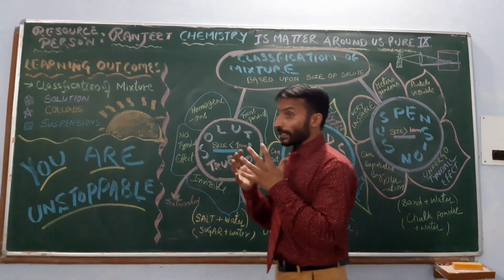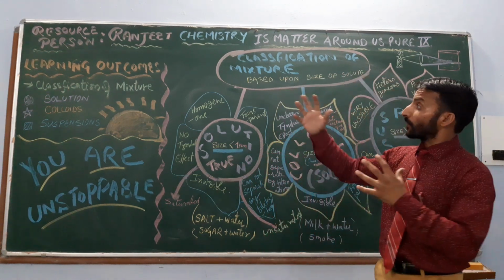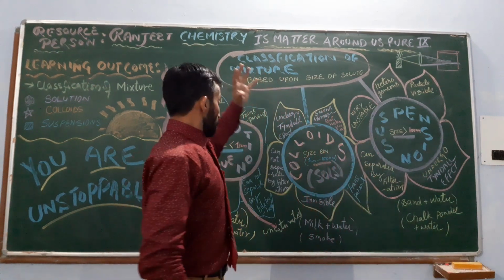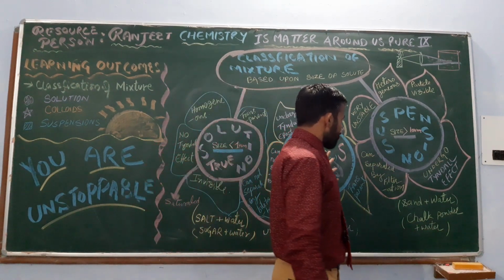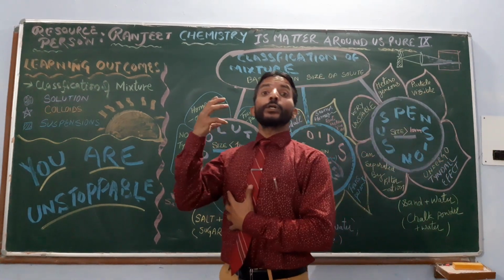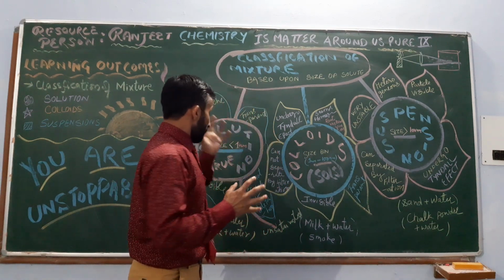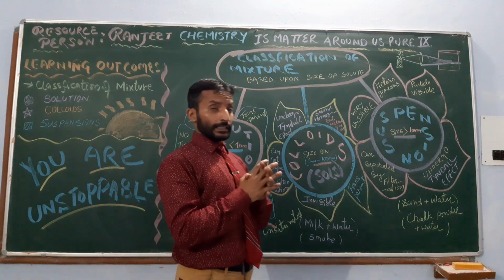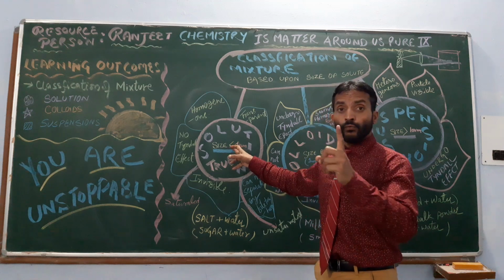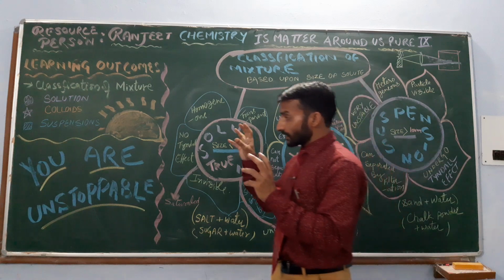Based on the size of the particles, this mixture is classified into three types. What are these three? Solution, colloids, and suspension. Solution is also known as true solution. Here the size of the solute particles is less than 1 nanometer. Now, what is the solute?